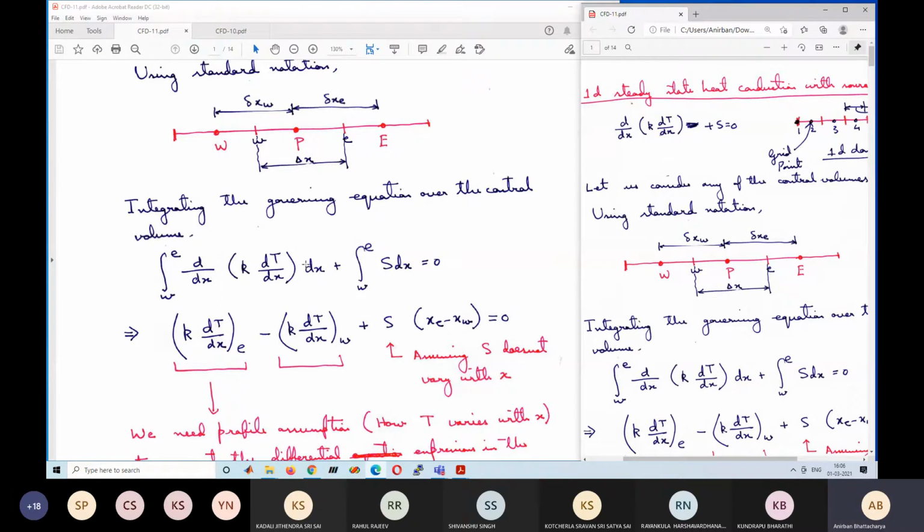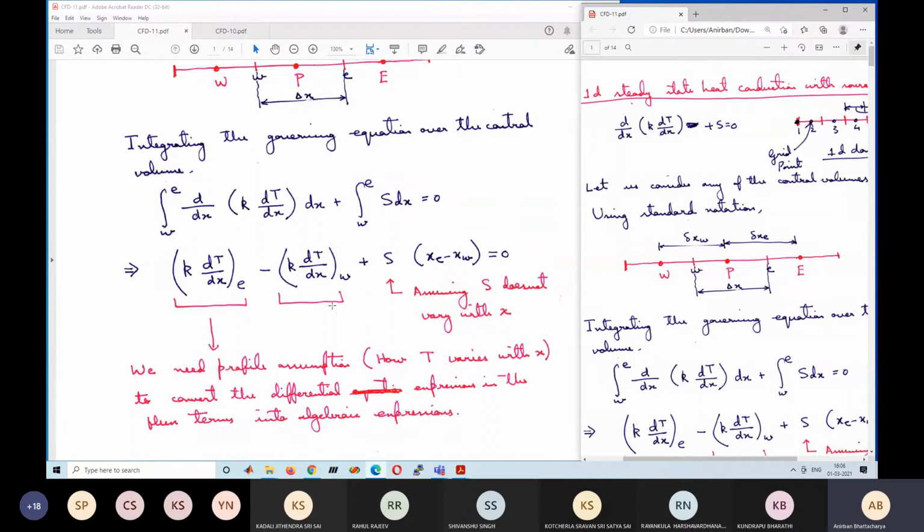Yes, sir. Okay. Any questions up to this point, or is it clear how the equation has been derived up to this point? Okay. K dt dx at the east flux. So you can understand physically also, instead of going through the maths, that the change that occurs due to the source term within the control volume is equal to the net flux that is coming inside into the control volume. Okay, net flux inside the control volume.